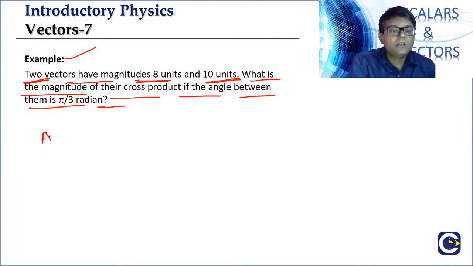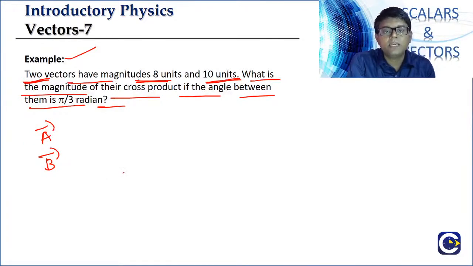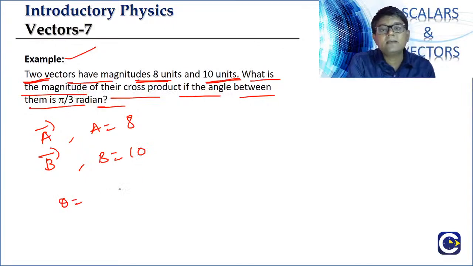Let's say the two vectors are A bar and B bar. They didn't say anything, so we are assuming, okay, let us give them some names. First vector, we are giving it as A bar. Second vector, B bar. So first vector magnitude, I will take it as 8. Second vector magnitude, I will take it as 10. What other information do we have? The angle between the vectors is given. What is it? Pi by 3 in terms of radians.